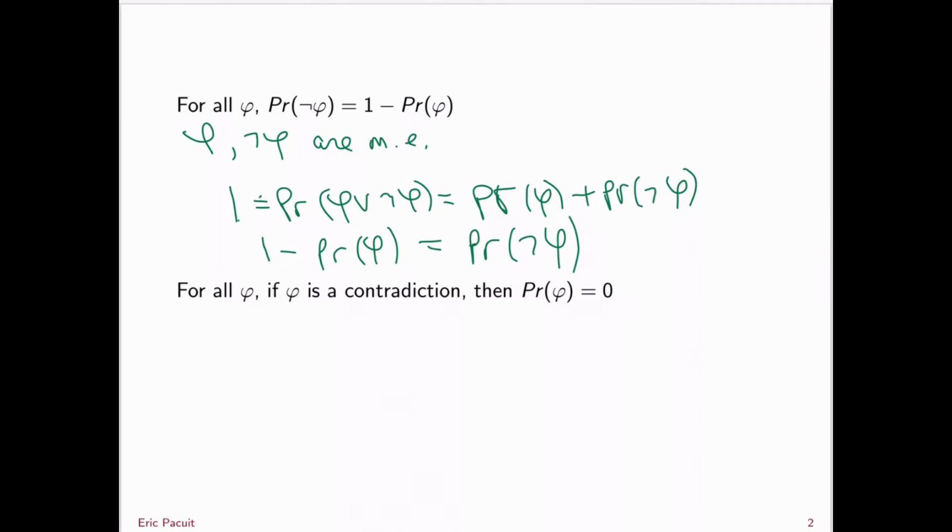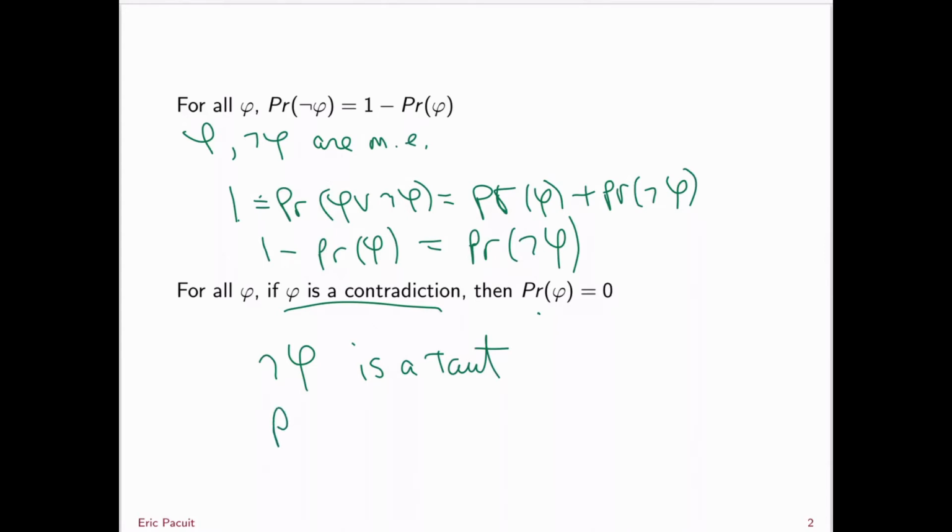So this is a general rule. In any stochastic truth table, for all formulas phi, the probability of not phi is always 1 minus the probability of phi. This immediately tells us that if phi is a contradiction, then the probability of phi must be equal to 0. Because if phi is a contradiction, then not phi is a tautology.